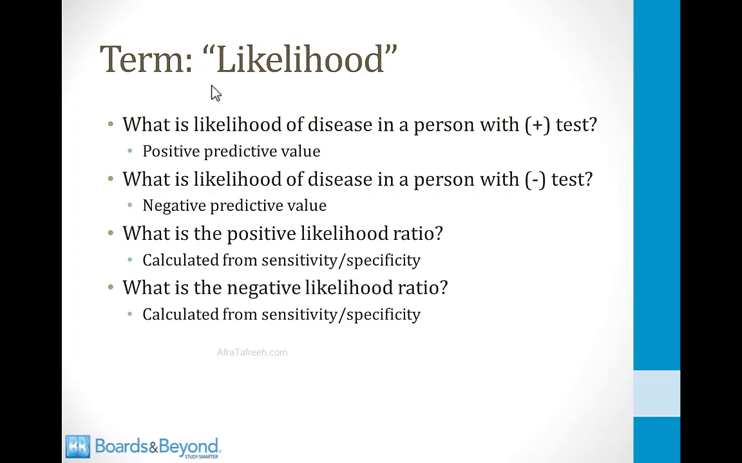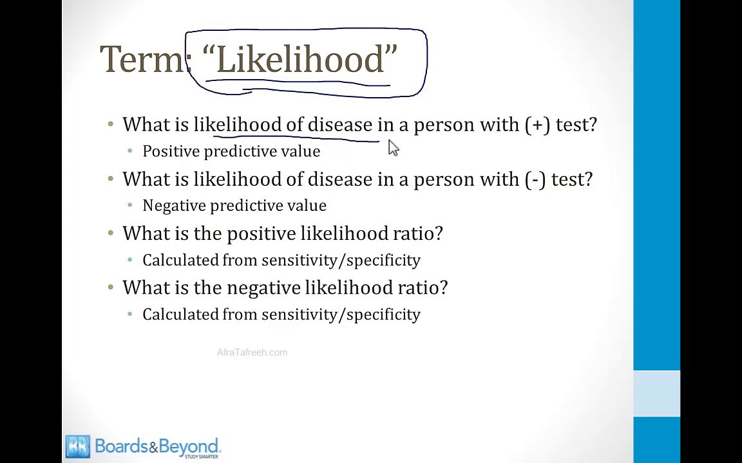Finally, let me leave you with this one slide and the term likelihood. Don't get confused by this word if you see it in a question stem. If they ask you what is the likelihood of disease in a person with a positive test, they're looking for the positive predictive value. Don't answer the likelihood ratio. The likelihood ratio is a ratio of probabilities and tells you how much the probability moves up or down based on a test result. What they want here is an actual number for the likelihood that that individual patient has disease. And for that, you're going to want to answer the positive predictive value.